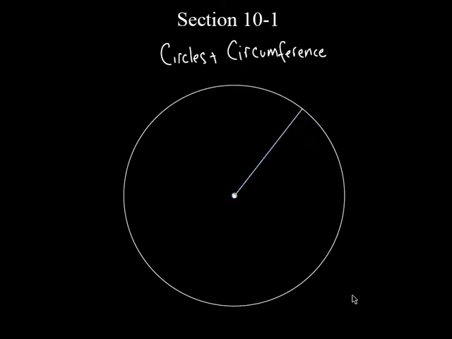So it's the set of all points in a plane, so it has to be in just one plane, that's equidistant, that's the same distance from a given point. And what do we call that given point right there? We call that the center. Some people might call it the middle, but not in geometry. We call it the center of the circle. So that point is the center of the circle.